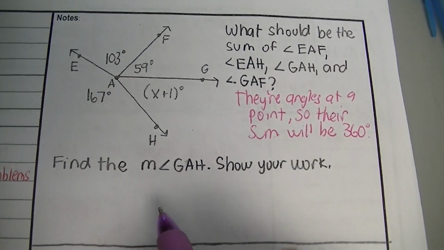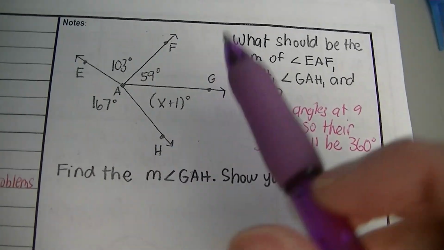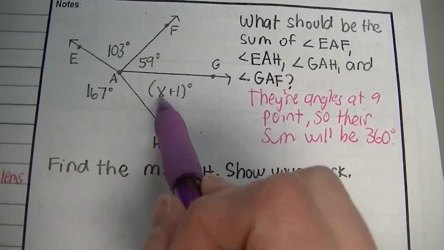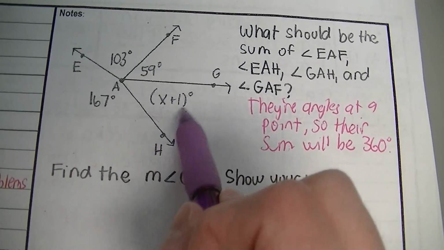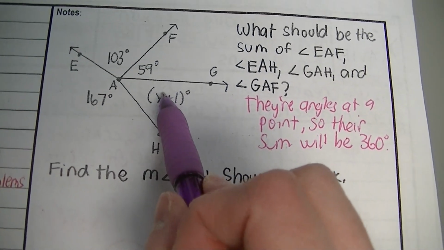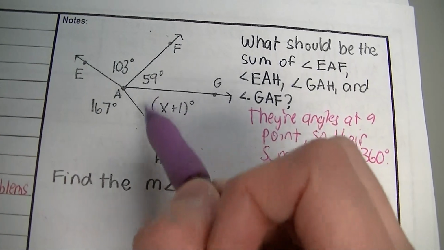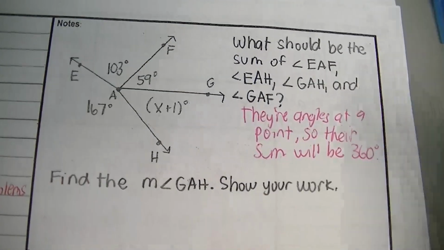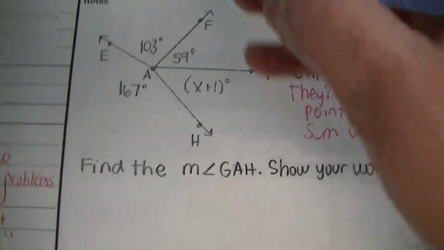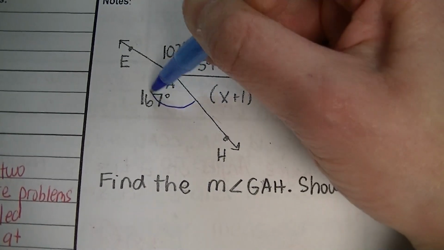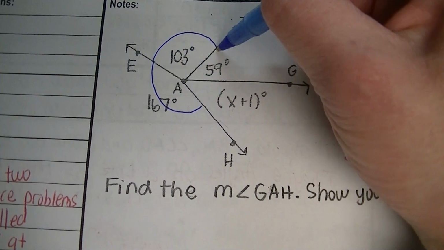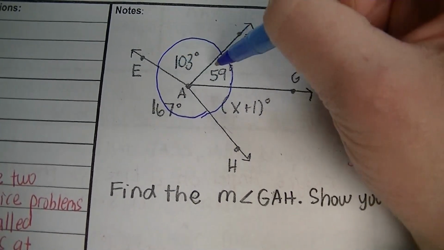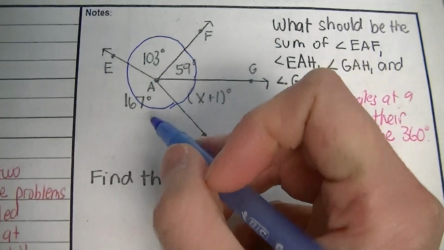So it doesn't explicitly say to write an equation to help you, but I know that in order to find the measurement of angle GAH, I need to figure out what x is in order to get its degree measurement, okay? And I need to write an equation using what I know about the angle relationships of the angles provided. So you should know that this angle, and then this angle right there, plus this angle will have a sum of 360 degrees because they're angles at a point. So I'm going to go ahead and write that down.